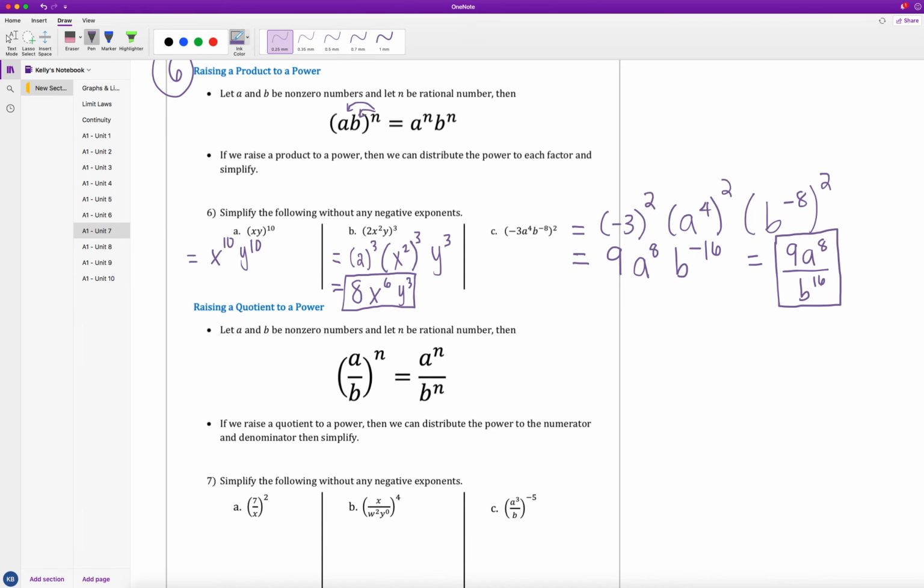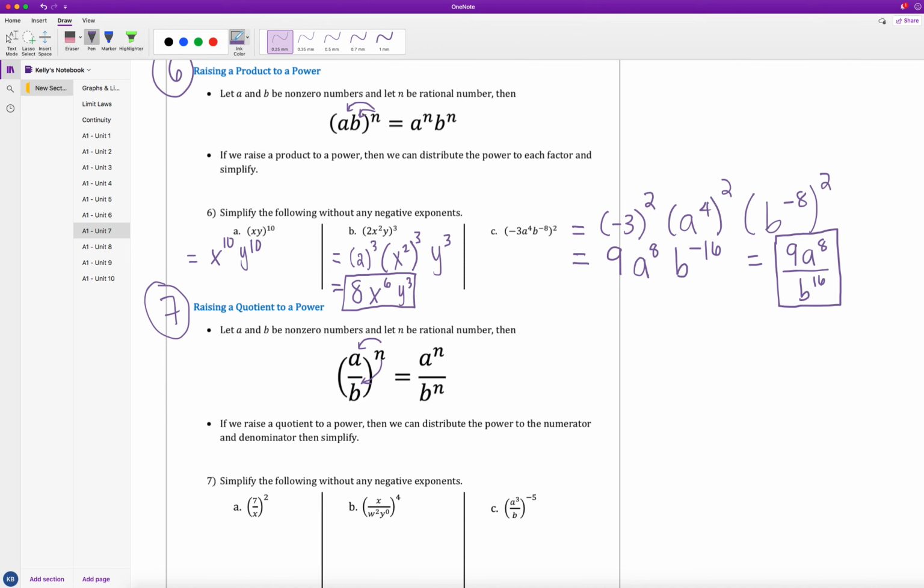Okay, let's look at our last rule here. So raising a quotient to a power. This is very similar to our property 6 where I had a product. The difference here is if I have a quotient to a power, then yes, I can go ahead and distribute that to each piece of it. So a divided by b all to the n is the same thing as a to the n over b to the n. So if we raise a quotient to a power, then we can distribute the power to the numerator and denominator and then simplify from there.